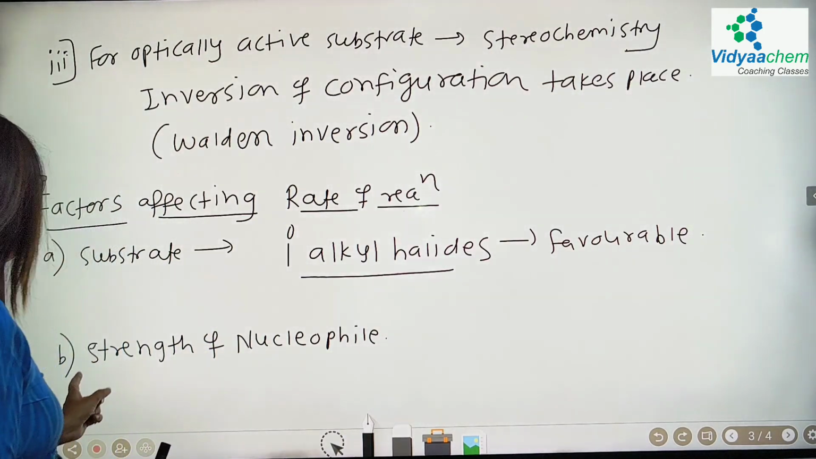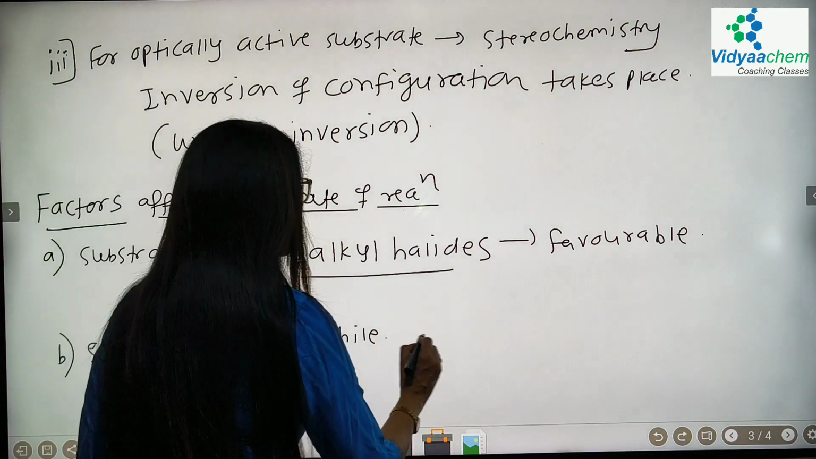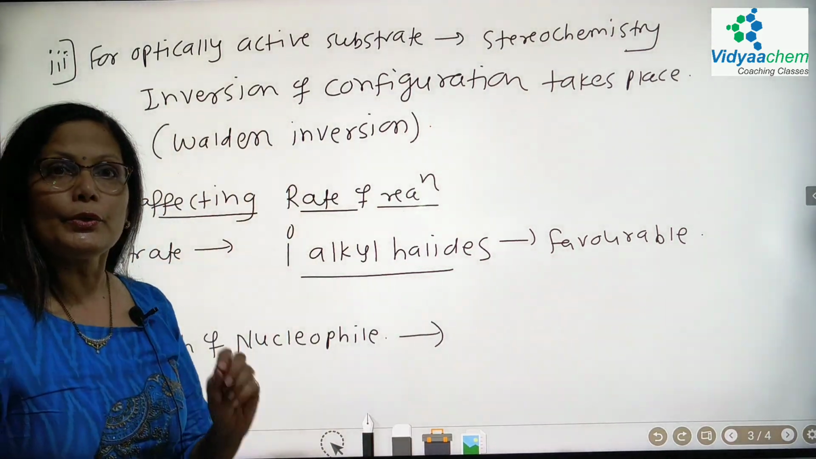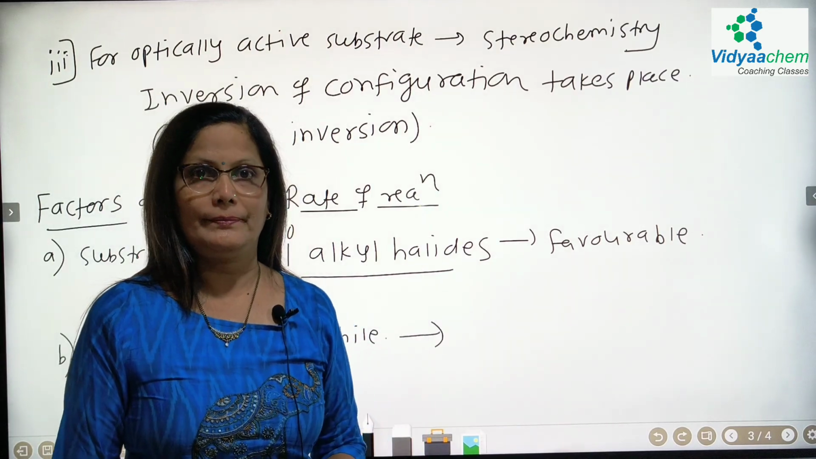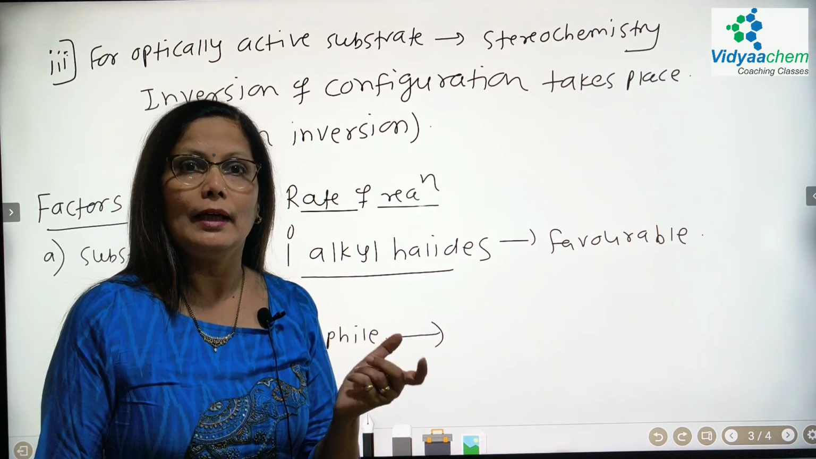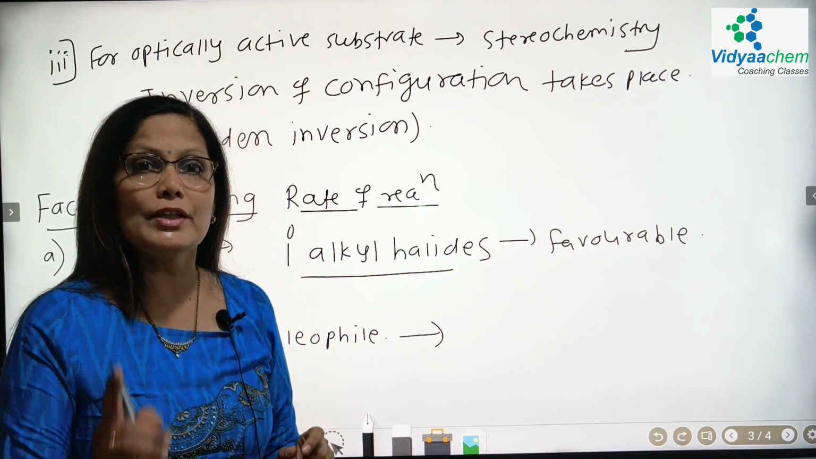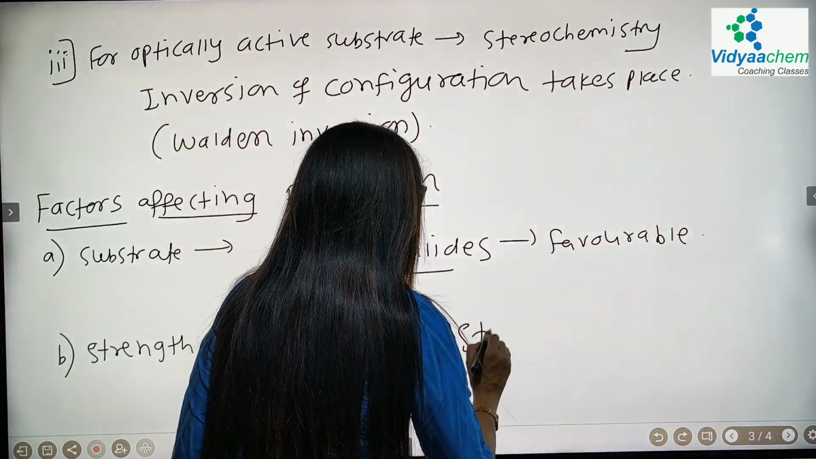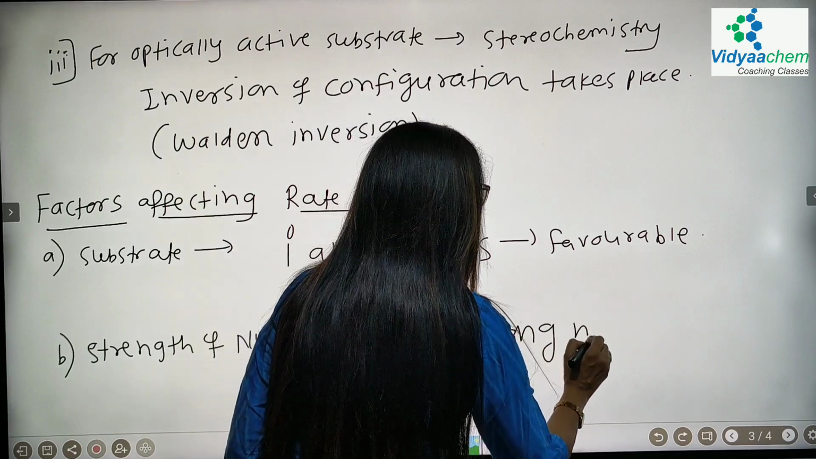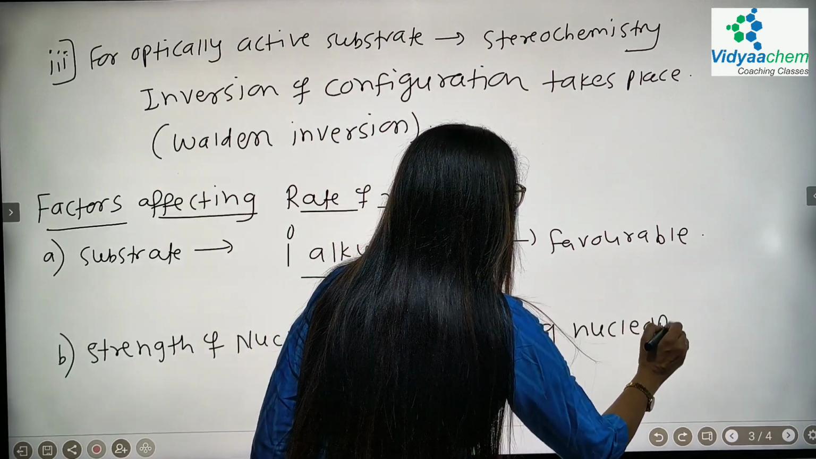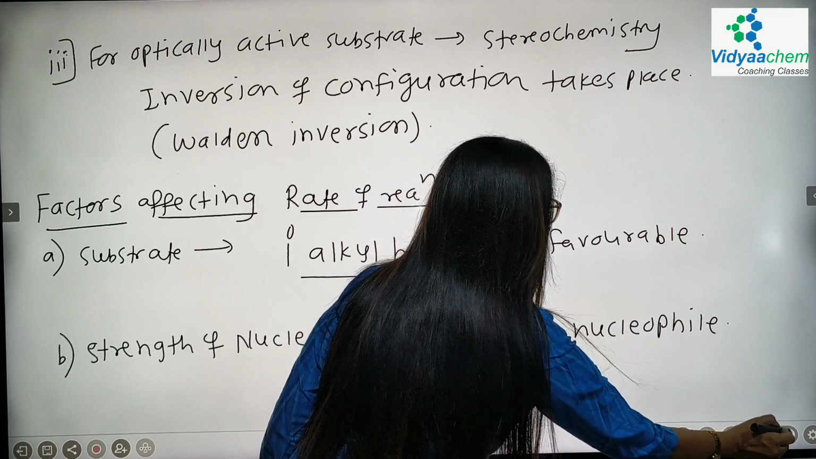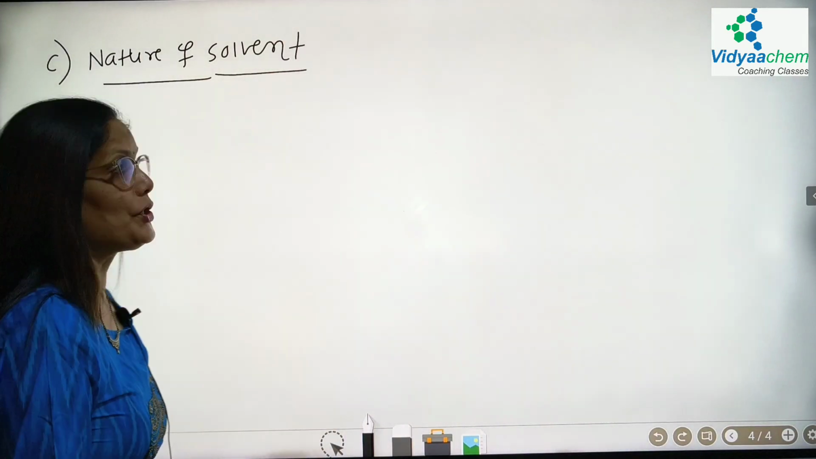Then the strength of the nucleophile. How should the nucleophile be? Both the substrate, alkyl halide, and the attacking reagent, nucleophile, are required in the first step, and that's why a strong nucleophile is required, which enhances the rate of reaction.